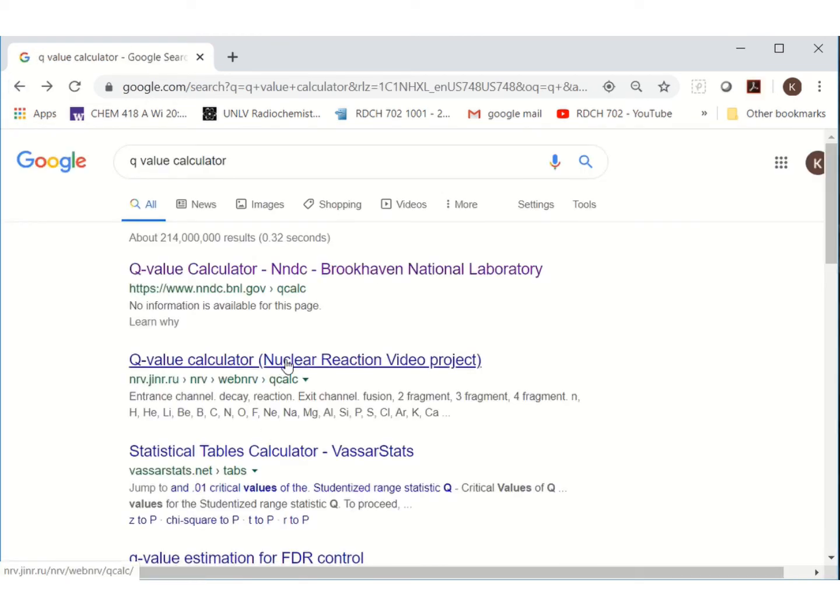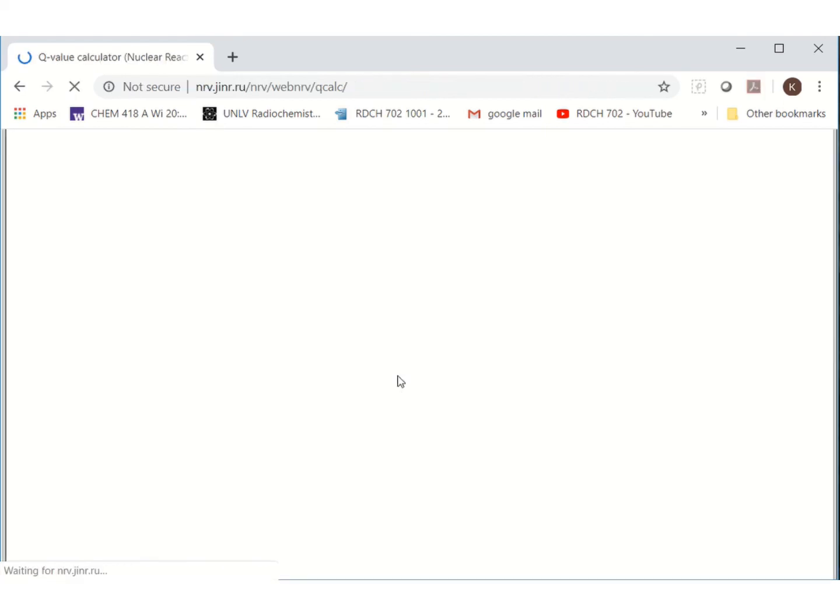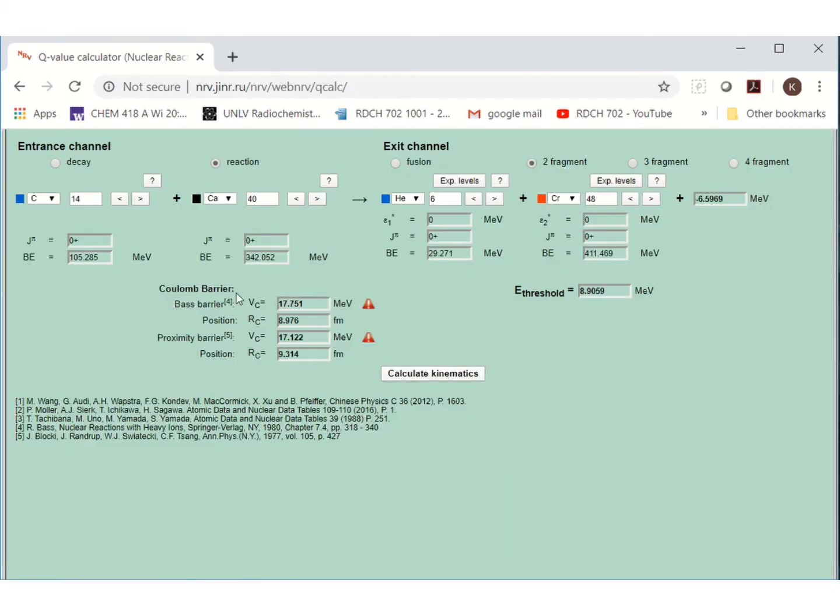Another calculator shown here is from Russia. So I have an entrance channel. I can have a decay or reaction. I can make fusion. I can make multiple fragments. This is actually a little bit more complex. But for instance, here we have a reaction of carbon-14 plus calcium-40 going to chromium-48 and helium-6.